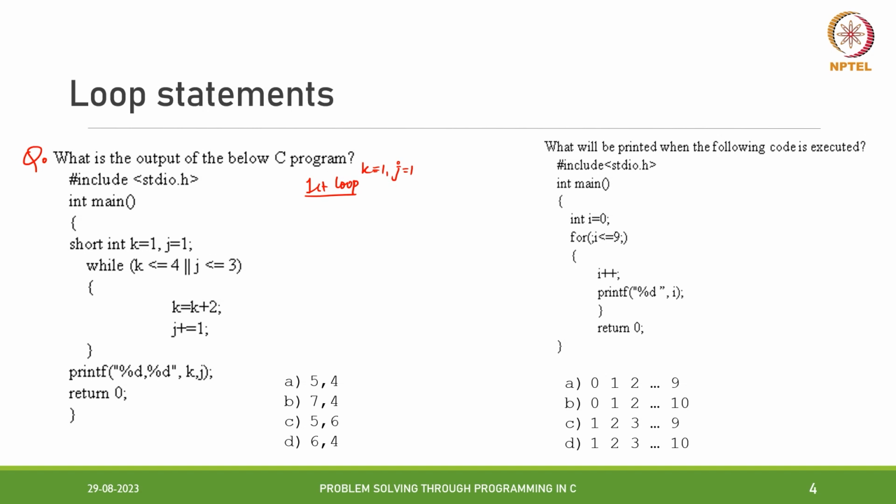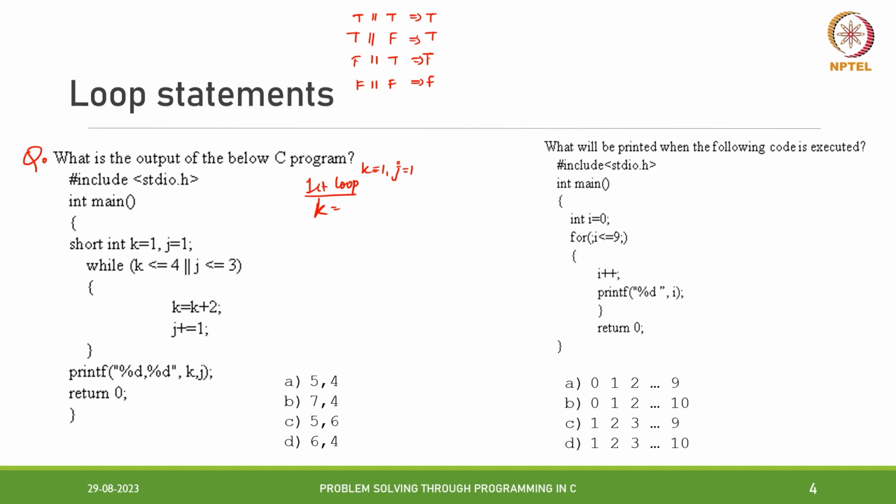Let's see. So in the first loop both the conditions are satisfied. So k is less than or equal to 4, which is true. So in logical OR, if you remember, if one of them is true, it will still give you a true. And only if both of them are false, it will be false. Otherwise, in all other cases, it will be true. Okay, this is the logical OR operation.